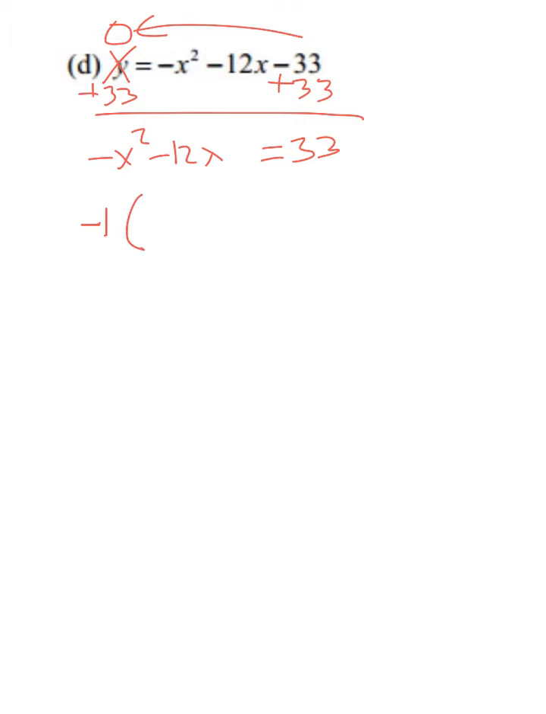So I am going to pull that out. -1 goes into there. You pull it out, you're left with the x squared. If I take a -1 out of here, I am left with a positive 12x. Leave a little space there. Equals 33. Okay, so all I did was clean up the left side, getting ready for completing the square here.